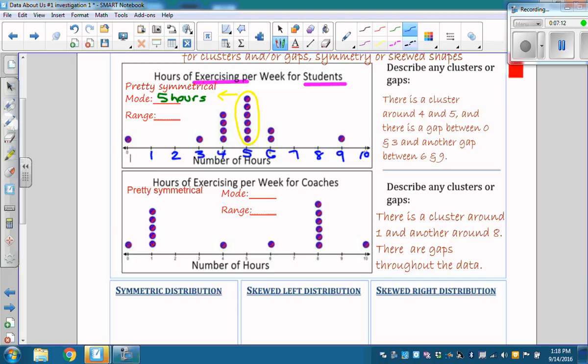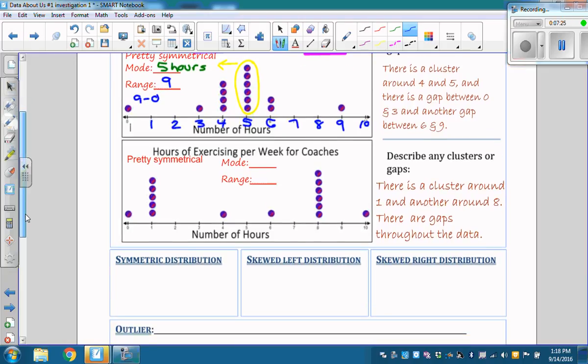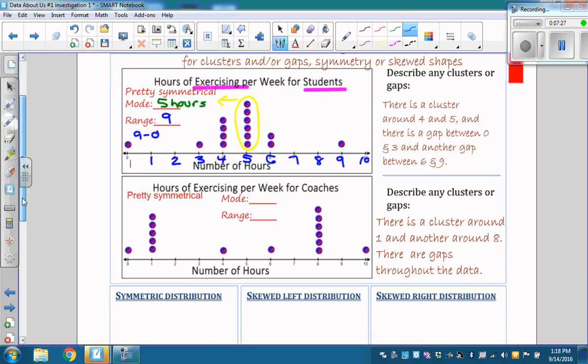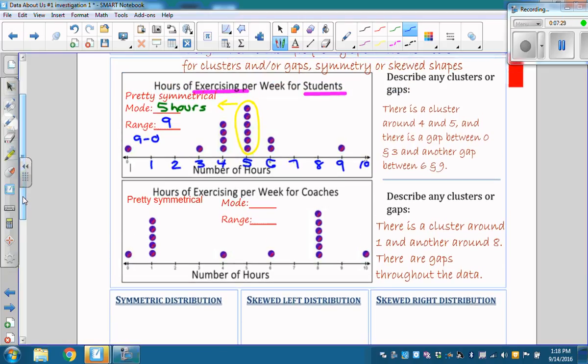So Brody, what's the range? 9. And how did you get that? I subtracted 9 minus 0. Yeah, 9 minus 0, and in this case, it's just 9. Because there's a point on 0 and a point on 9. Okay? How is there somebody that did 0 hours a week? They just don't exercise. Yeah, it happens.